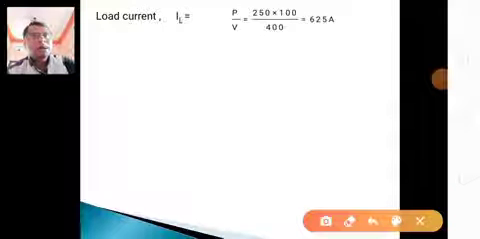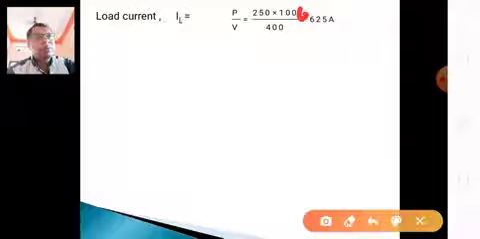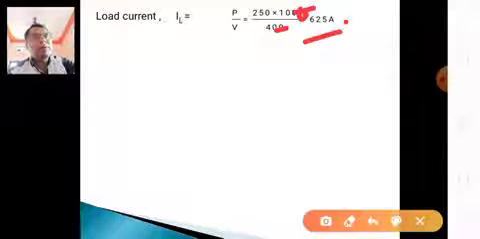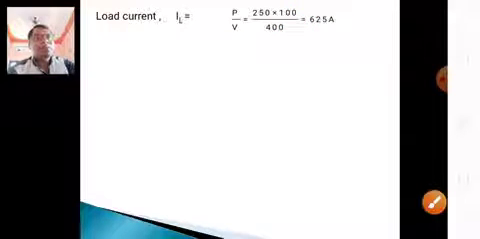Here the IL equal to P by V. 250 into kilo means 1000, so 250 into 1000 by 400. Two zeros cancel, right? 2500 by 4, that is we get the value of 625 amps. Here one zero is missing. The power is 250 into kilo means 1000 by 400, so we get the value of actually 625.